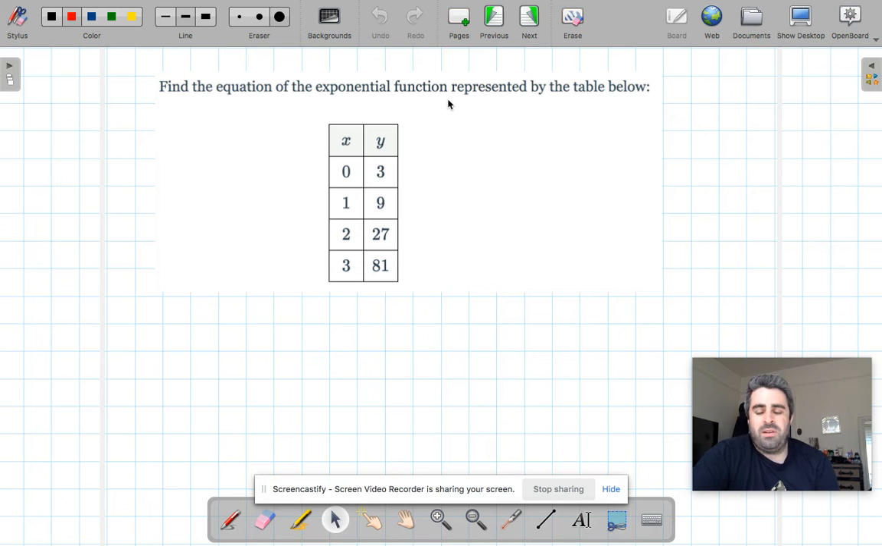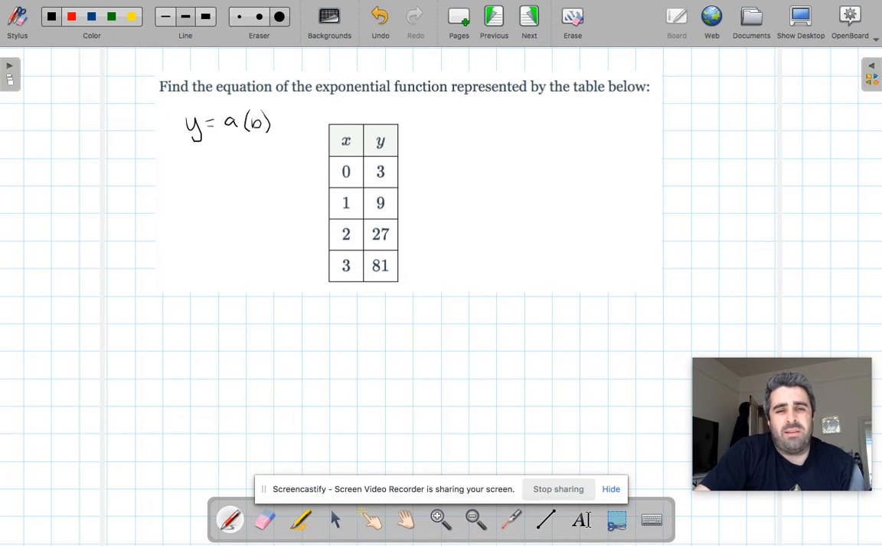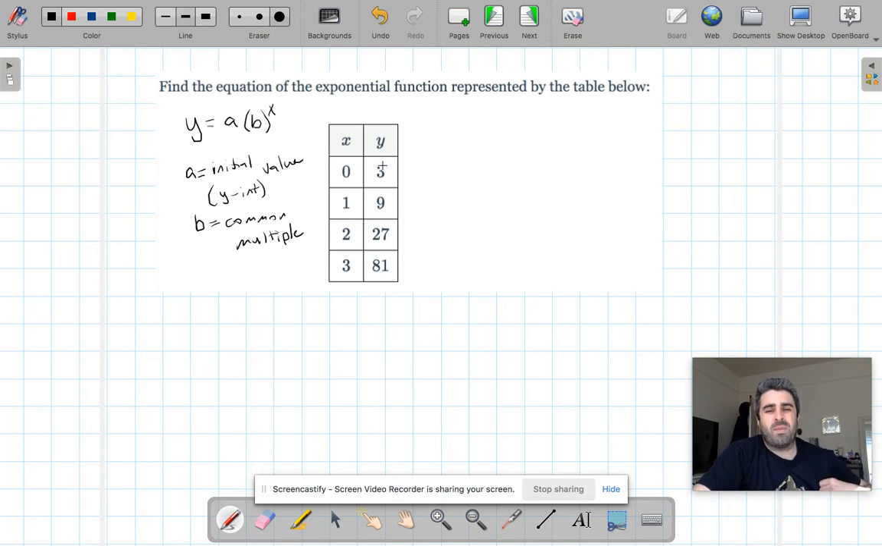So an exponential function is in the form y, just let me write it out. Y equals a times b to the x power, where a is our initial value, and this can be found by locating the y-intercept. And b is our common multiple. So meaning the number that you're multiplying by each time to get to the next number on the table. So we're multiplying by some number to get to each successive term on this table.